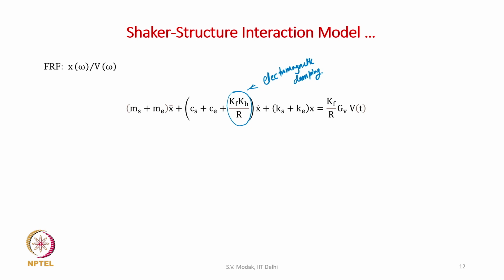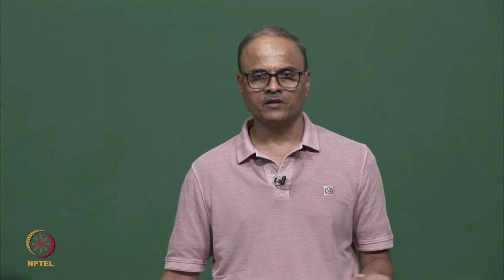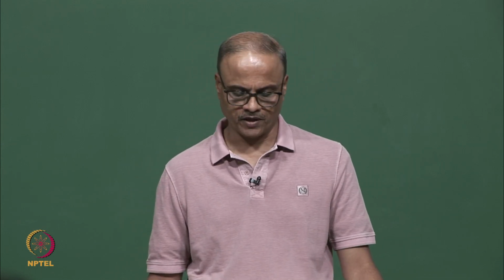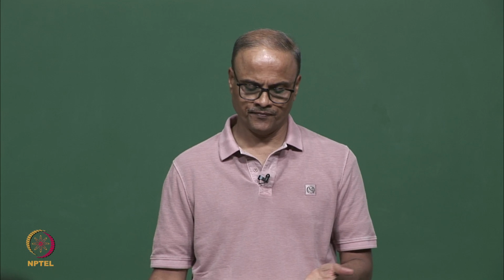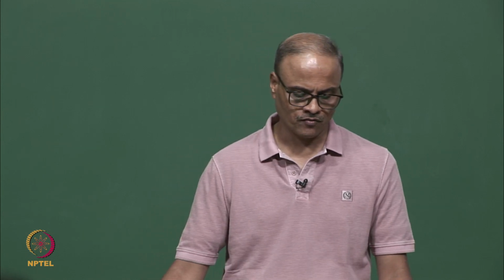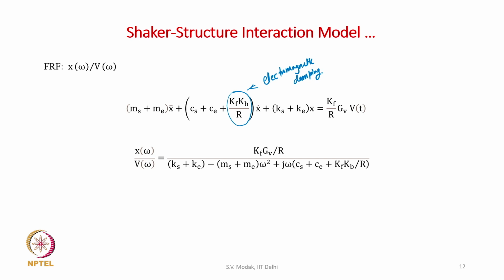Now if we assume the input voltage to be harmonic of a certain frequency omega, then by solving this equation we can determine the ratio x of omega upon v of omega, because if the voltage is harmonic, the displacement, velocity and acceleration will also be harmonic. That ratio turns out to be this. So, this is the frequency response function between x and v, and what we note from here.